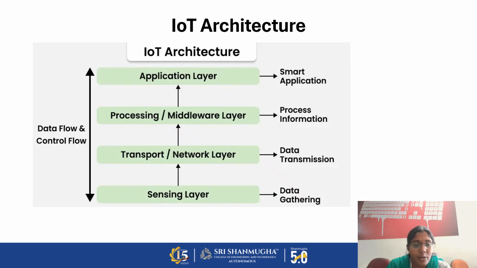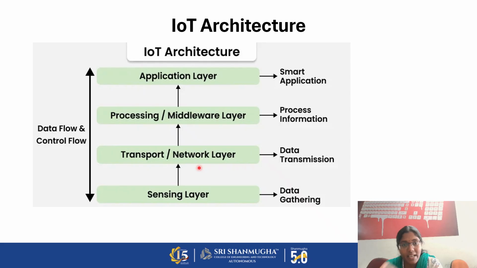This is your IoT architecture. This IoT architecture consists of 4 layers. First, you have to gather data, right? For that you need a sensor, and that layer is called the sensing layer. So for gathering data, the sensing layer will be used. After gathering data, the next process is to transmit that data. For that you need the network or transport layer. For data transmission you need your data network or transport layer.